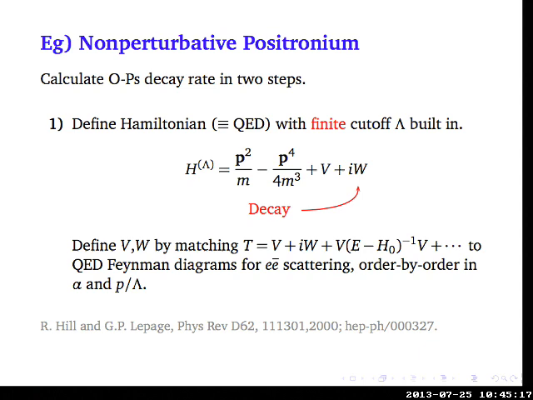In this theory, what I do is I adjust the coefficients of the delta functions and I choose the potentials and so on, the R dependence, so that the scattering amplitude I get from this agrees with the scattering amplitude I get from QED, order by order in alpha, order by order in p over m.